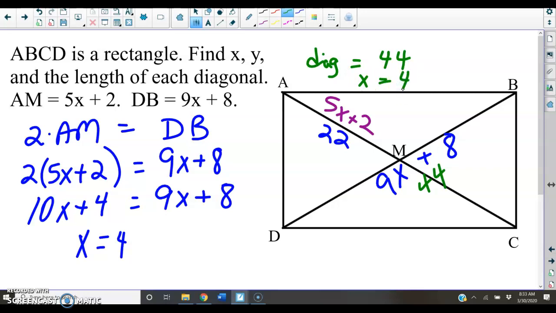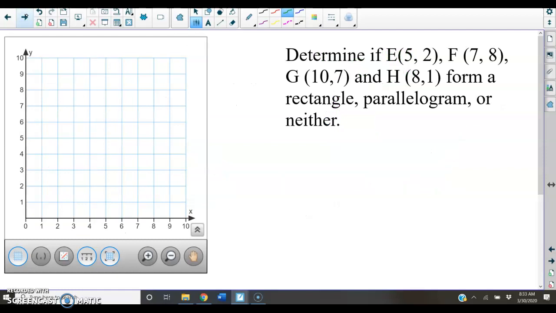Determine if this is a rectangle, parallelogram, or neither. Okay, so we've got to plot our points. E is 5, 2. G is 10, 7. H is 8, 1. Oh, okay, I missed F, 7, 8.